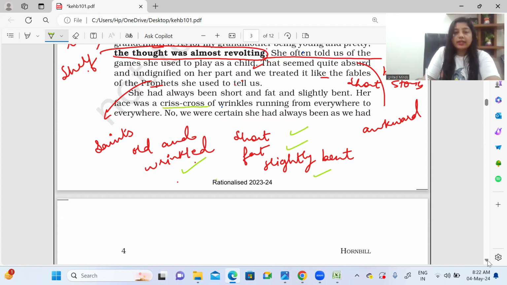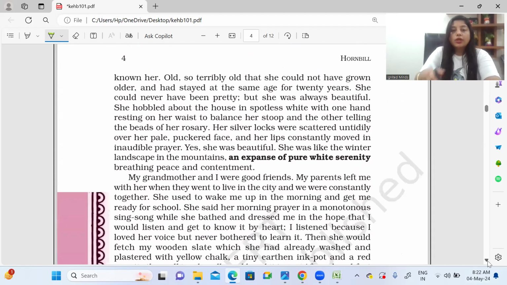Her face was a crisscross of wrinkles. Crisscross means full of. Of course, when she's old, she will have wrinkles running from everywhere to everywhere. No, we were certain she had always been, as we had known her, old, so terribly old that she could not have grown older and had stayed at the same age for 20 years. Now, what the narrator is trying to say is that what we feel is she has not changed much in 20 years. She has almost been the same. Only a few changes have been observed in her, but she's as same as she was before 20 years. She could never have been pretty, but she was always beautiful. So what is the narrator trying to say here? That she was not very pretty, but she was good looking.